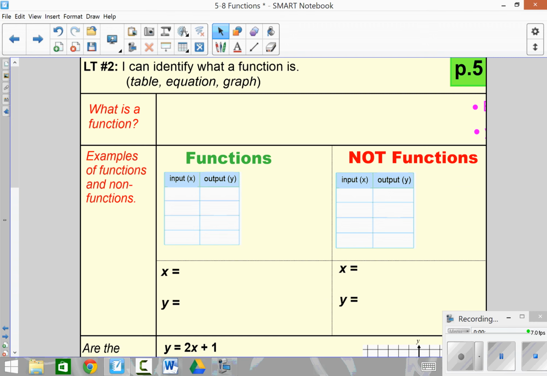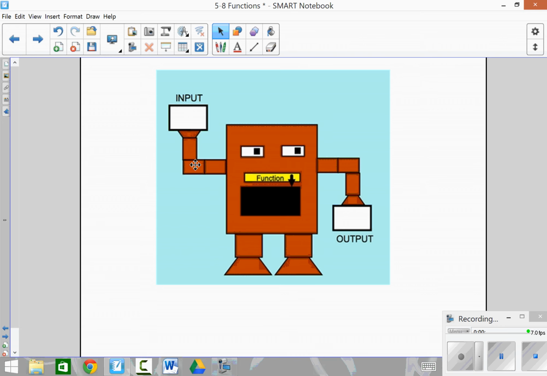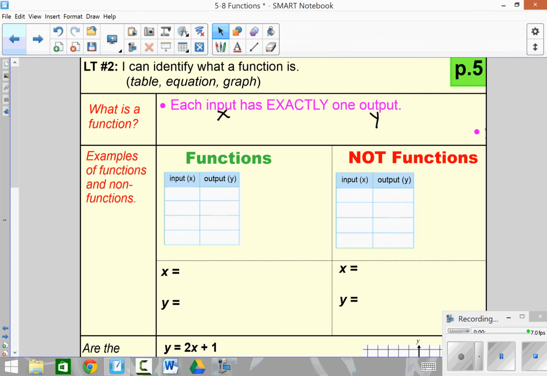So let's quickly review what a function actually is. In the previous lesson, there are two important pieces that made something a function. A function is a function when each input has exactly one output. And remember, the input is the x, and the output is the y. So remember the function machine. If you put in an input, only one output will come out. Each input has exactly one output.